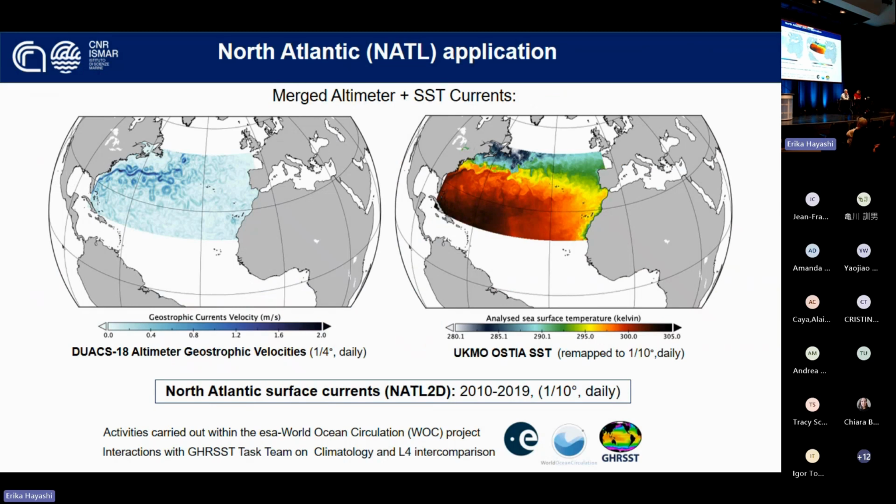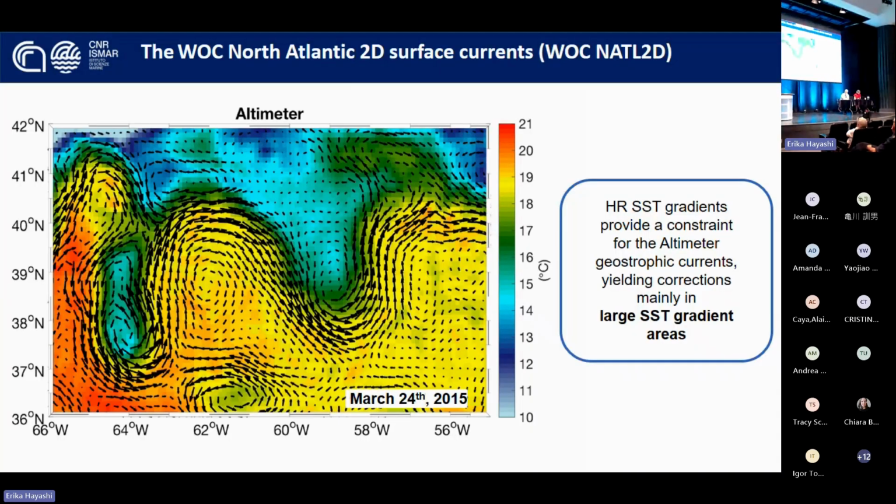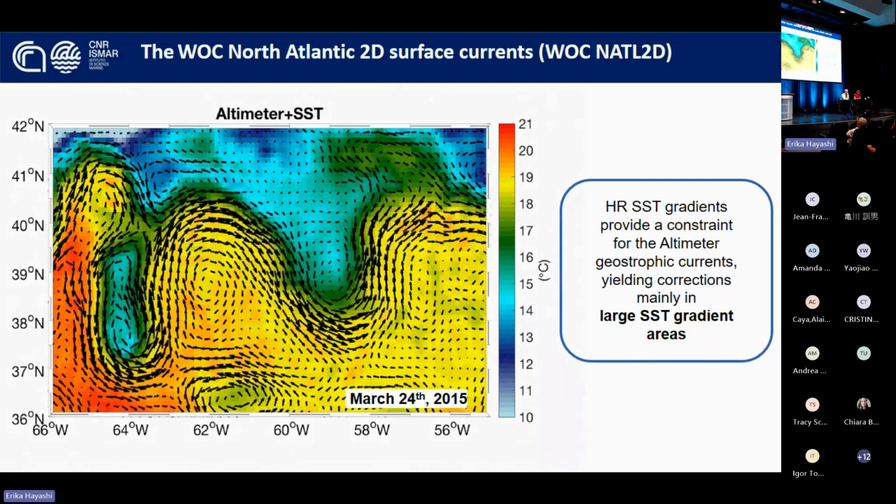More recently, in the framework of the ESA-funded World Ocean Circulation Project, we derived a time series of ocean surface currents from the DUAX-18 version of altimeter-derived geostrophic velocities and the OSTIA level 4 sea surface temperature. And I also quickly wish to acknowledge the members of the GHRSST task team on level 4 intercomparison and climatologies for discussions related to this work. We briefly go on with some qualitative results.